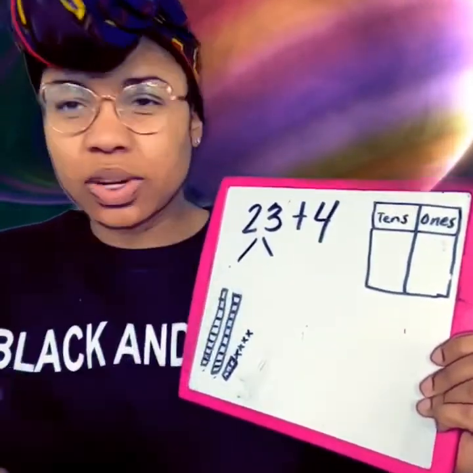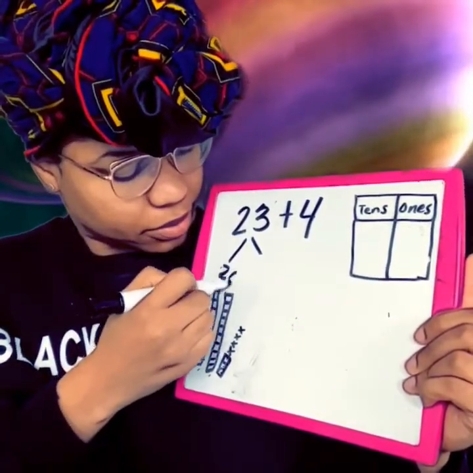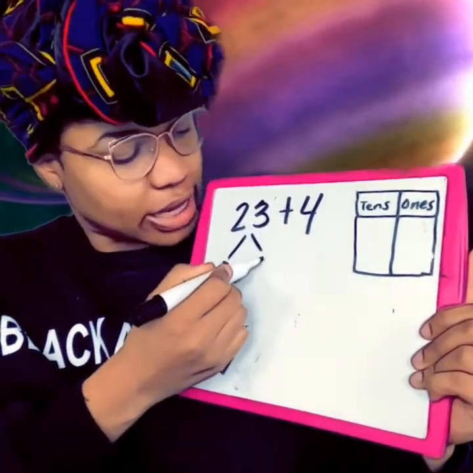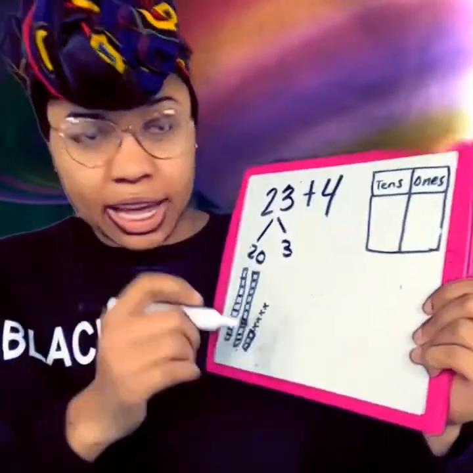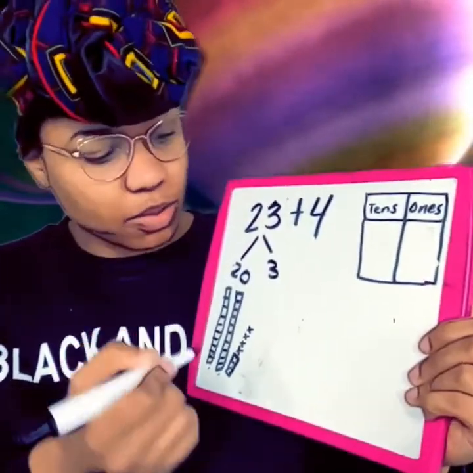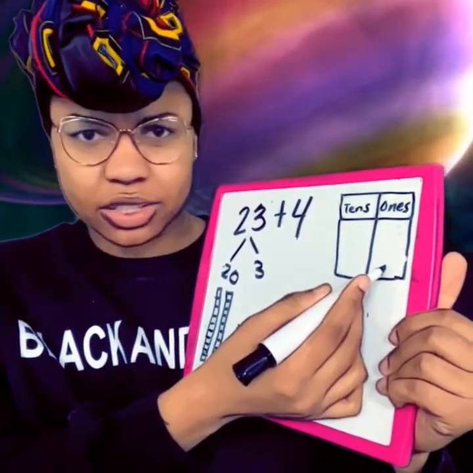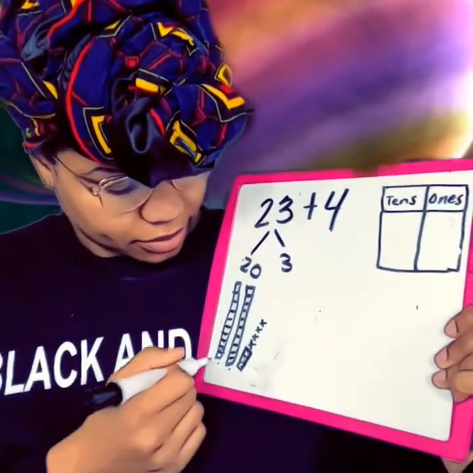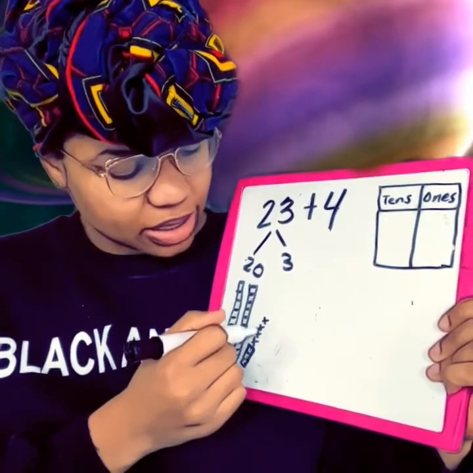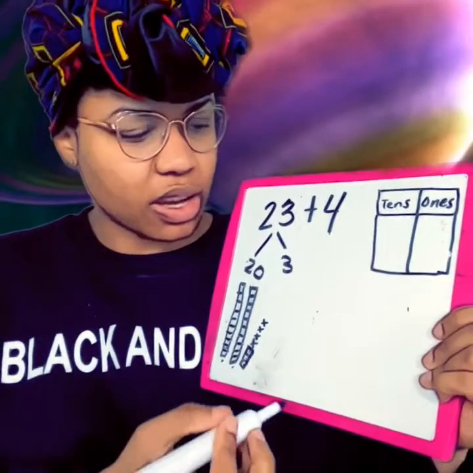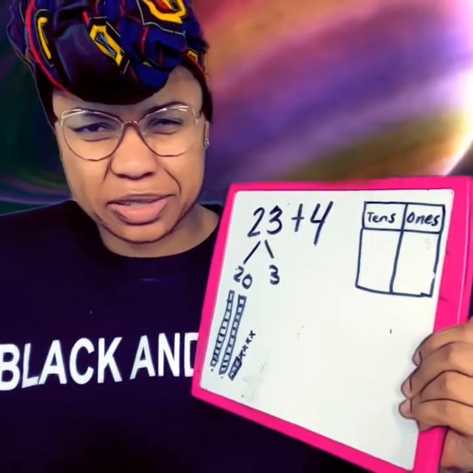So my 2 groups of 10, we have 10, 20. My 3 extra ones, which I put there. Then I have my 4 extra ones. So now I can count them all together to figure out how many tens I have, and then how many extra ones. So let's do that. 10, 20, 21, 22, 23, 24, 25, 26, 27. I know that I have 27 all together. So I need to be able to write that number, 27.